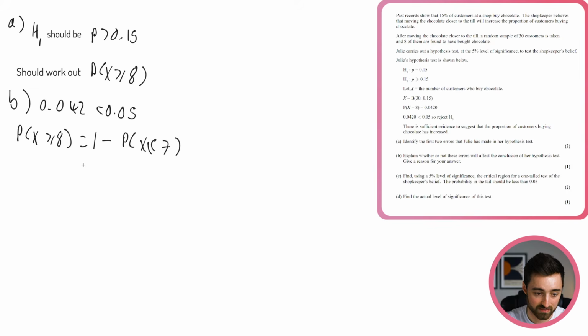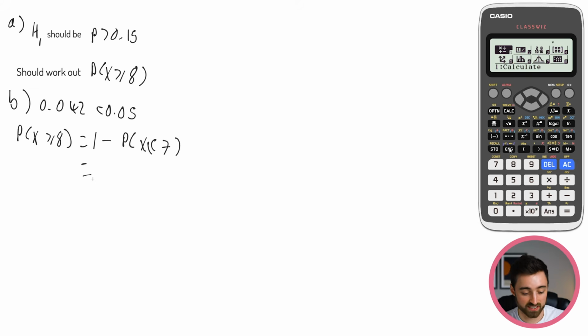less than or equal to 7. So let's work this out. So again, distribution, binomial CD. We've done this before. Variable X is going to be 7, N is going to be 30, and P is going to be 0.5. Stick them in, and I get this thing.